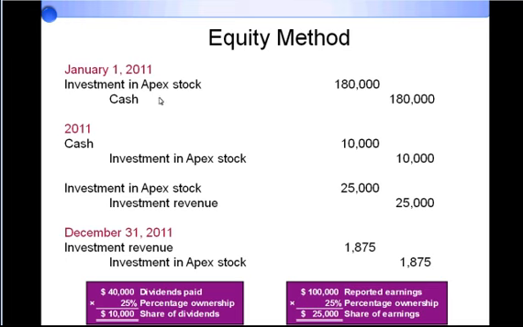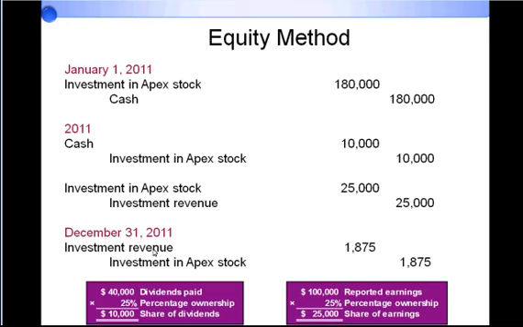So how we handle that, first of all, we debit our investment account for $180,000, credit the cash because we paid cash. Then we received a dividend, our share was $10,000. So we debit cash because we received it. We credit the investment because that reduces the value of our share of the investment because it's almost like we've withdrawn from the company. Then we turn around and we debit the investment for $25,000. That's our share of the net income, and we credit investment revenue for that same amount.